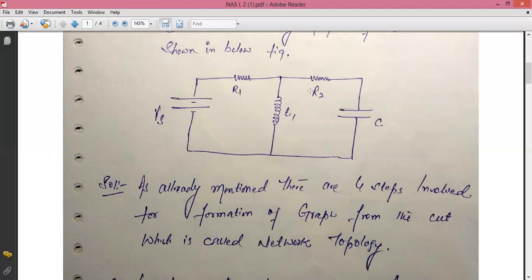I had already explained in my previous lecture what nodes are. Nodes are basically those connections or dots in a circuit where 2 or more than 2 branches meet, isn't it? And junctions are those dots or connections where 3 or more than 3 branches meet.